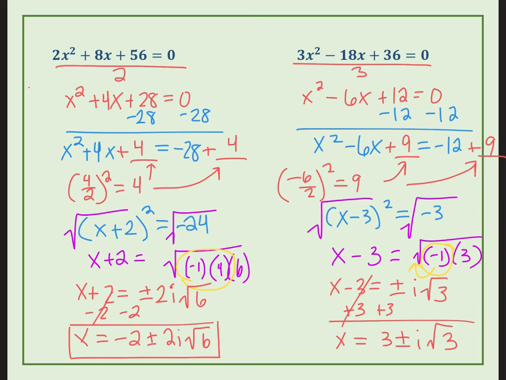Then I took the square root of a negative 3. Now I can factor out the negative by putting an i on the outside, by factoring out the imaginary number. Okay, then I move the 3 to the other side.